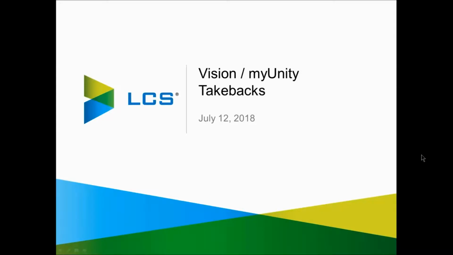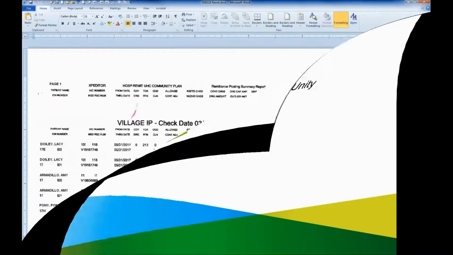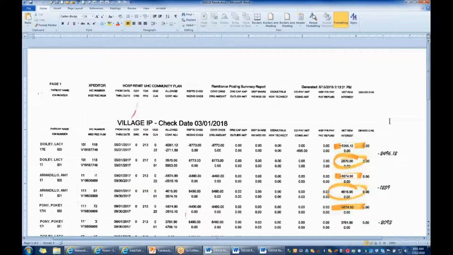We're now going to move on to a more complex series of takebacks. This time our payment is from a Medicaid managed care plan. This Medicaid payer operates as Medicare A replacement, Medicare B replacement, as well as Medicaid. I'm going to look at my remit. This remit was received on 3/1/2018.